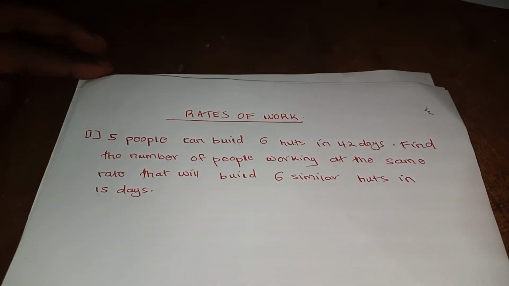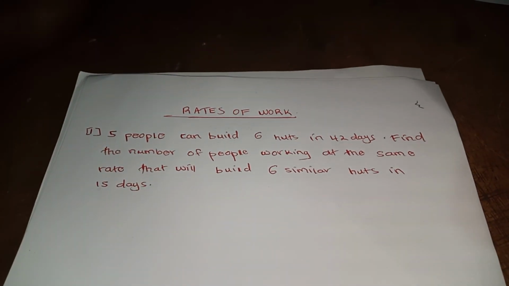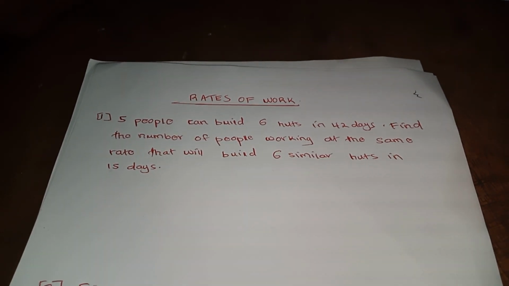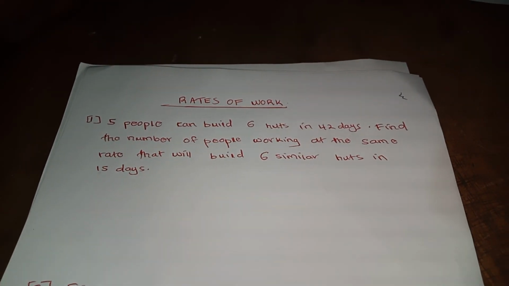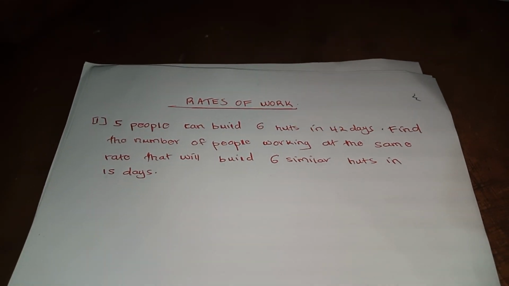Today we are going to study about the rates of work. We have a question. 5 people can build 6 huts in 42 days. Find the number of people working at the same rate that will build 6 similar huts in 15 days.